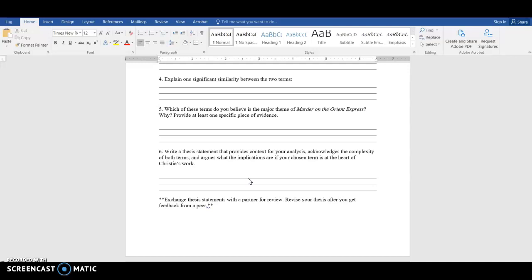So happy worksheeting. Work hard on this. Try and make your very best thesis. And I'm looking forward to reading these as you upload them in Canvas. As always, reach out if you have any questions. I'm here to help.